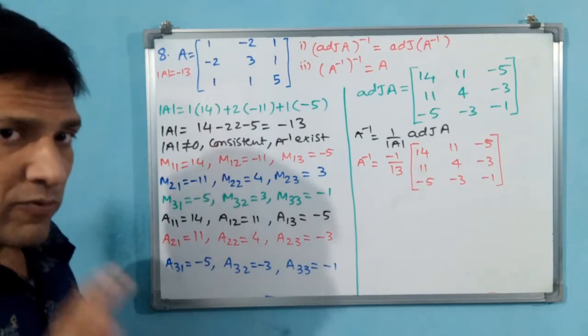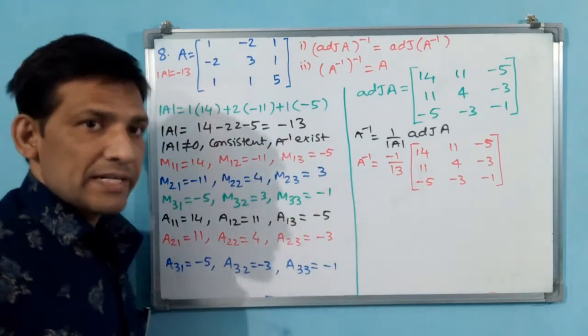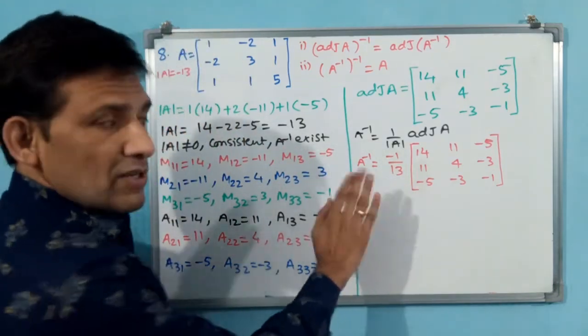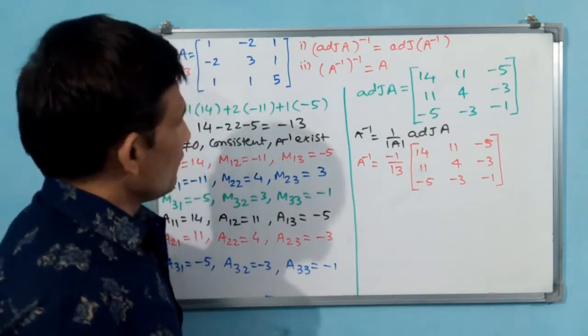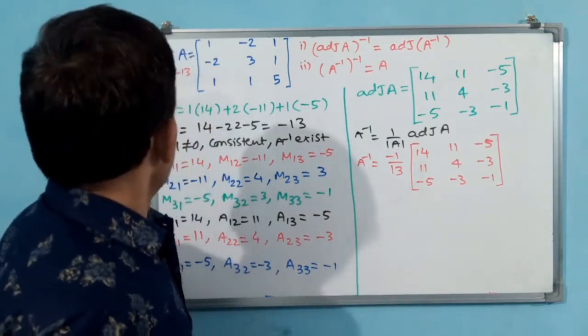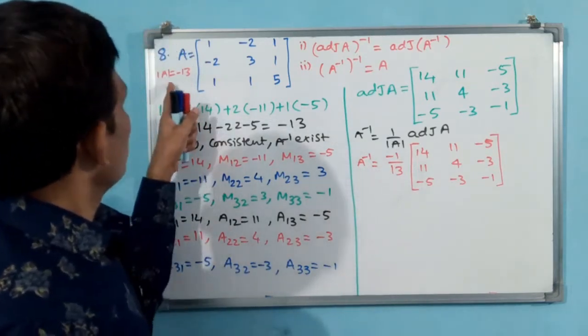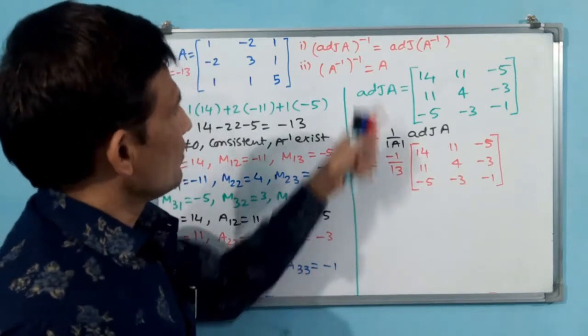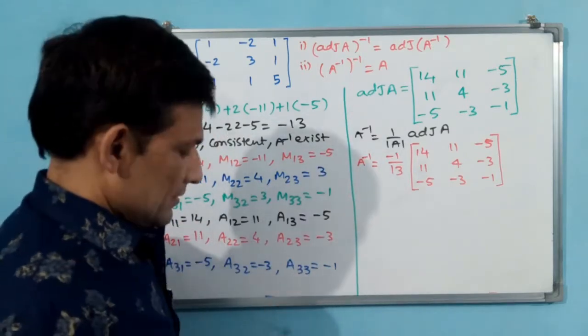Don't get confused, slowly we will do, then you can understand easily. But A inverse you have got, that you keep in your mind. Determinant A also we have got. A inverse we have got. Let us proceed further.